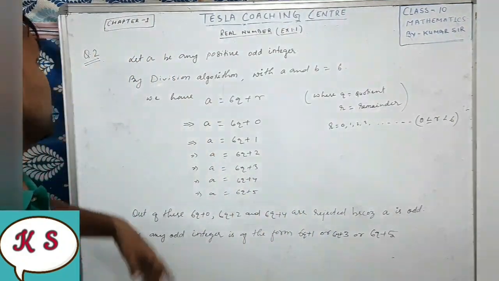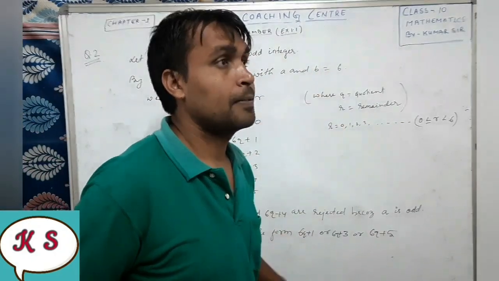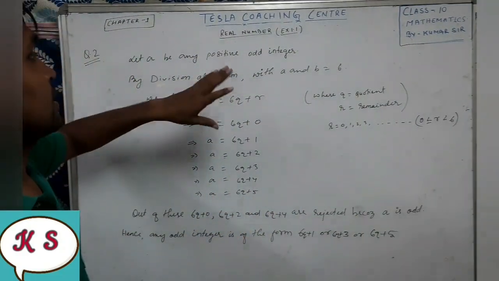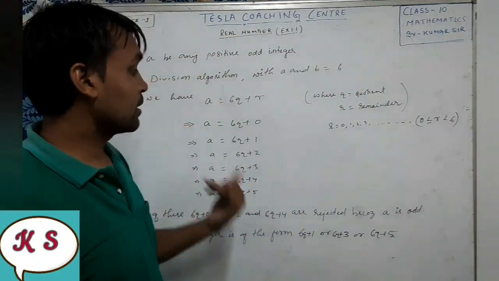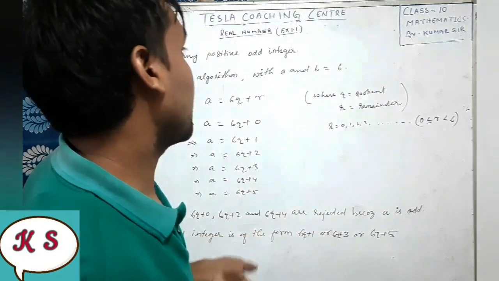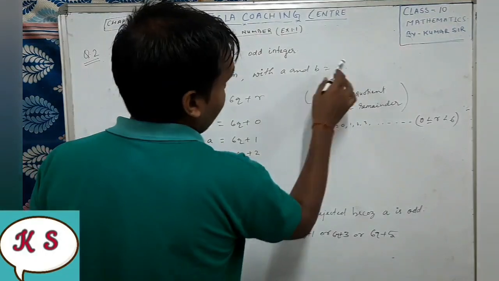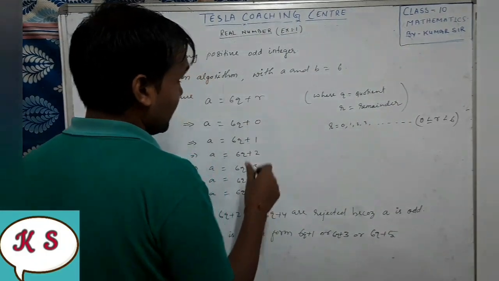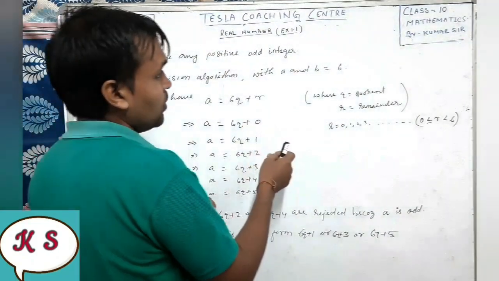So by division algorithm with a and b equal to 6, we are assuming that a is any positive odd integer. Odd means, you can say, 1, 7, 9, 3, 5. All these are odd, which are not divisible by 2. So by division algorithm with a and b equal to 6, the maximum value of the remainder here we are going to take is 6.